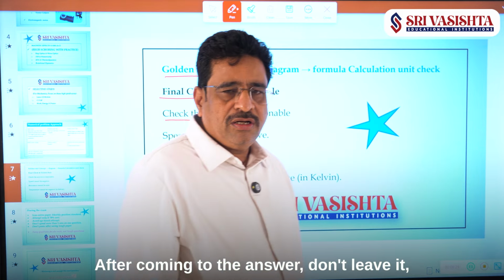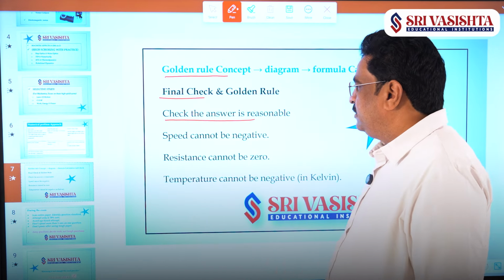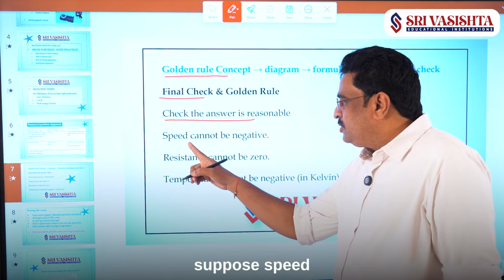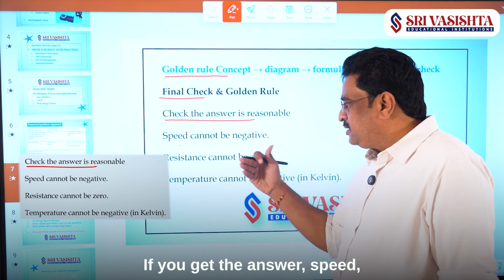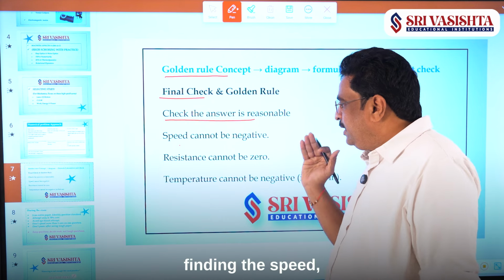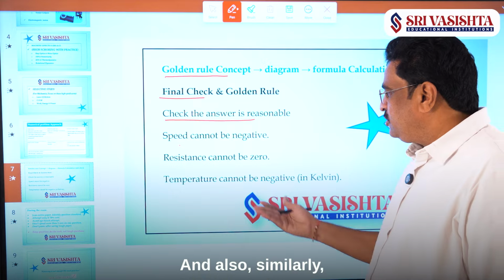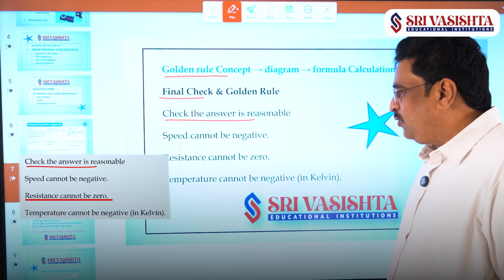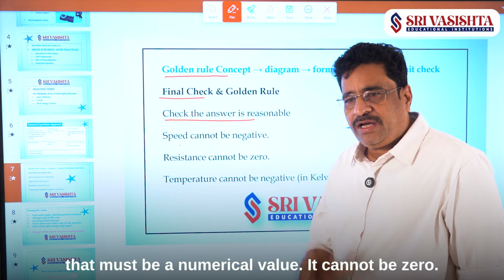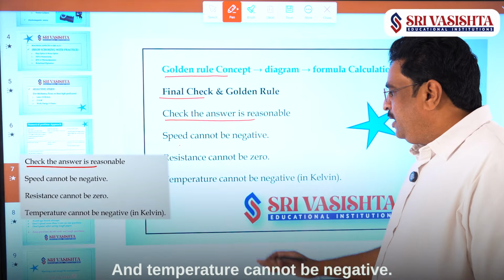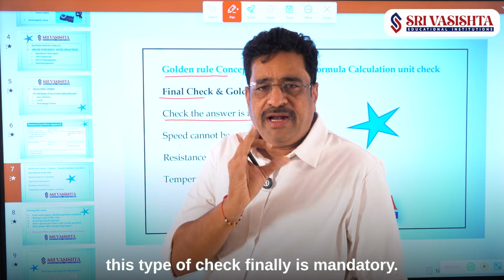After coming to the answer, don't mark the OMR right away; check the answer. How can you check it? Speed cannot be negative. If you are finding the speed and you get a negative sign, that answer may be wrong. Similarly, resistance cannot be 0. If he is asking for resistance, that must be a numerical value; it cannot be 0. And temperature cannot be negative. This type of final check is mandatory.